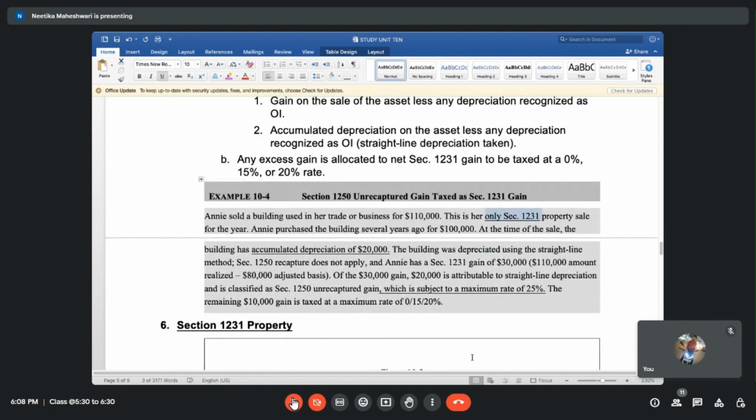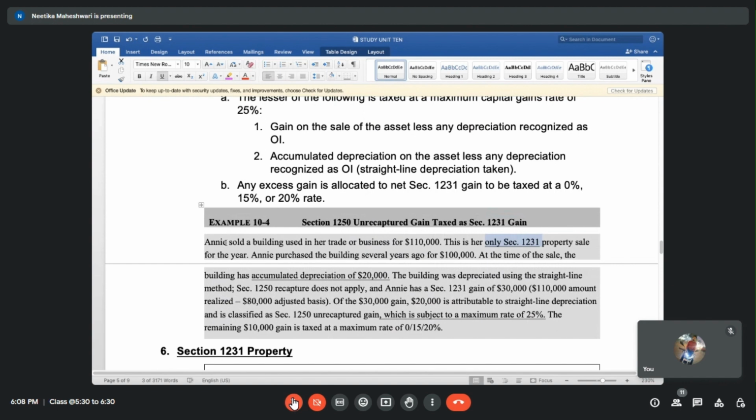So the building that was sold was for $110,000, which had a cost of $100,000, and 20,000 was accumulated depreciation. So the adjusted basis is 80,000. Now there's a gain of 30,000, that is 110,000 sale value minus adjusted basis of 80,000. So now we have to bifurcate this 30,000 as 1250 and 1231, right? Correct.